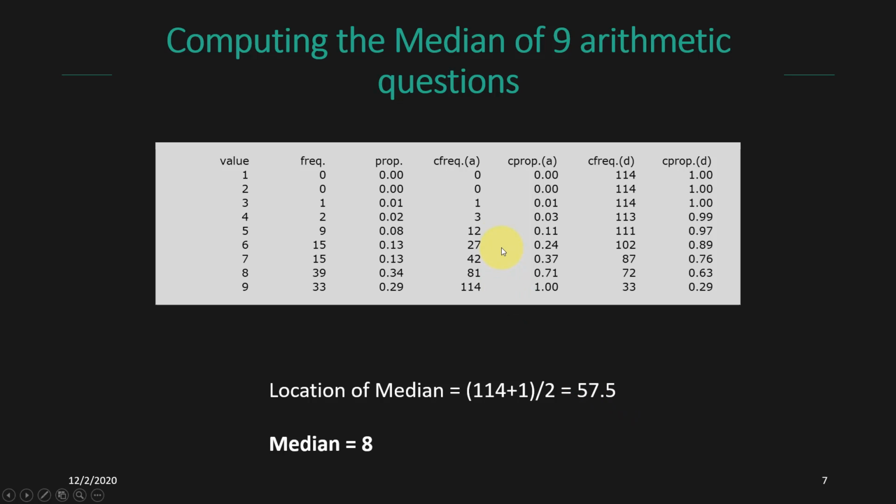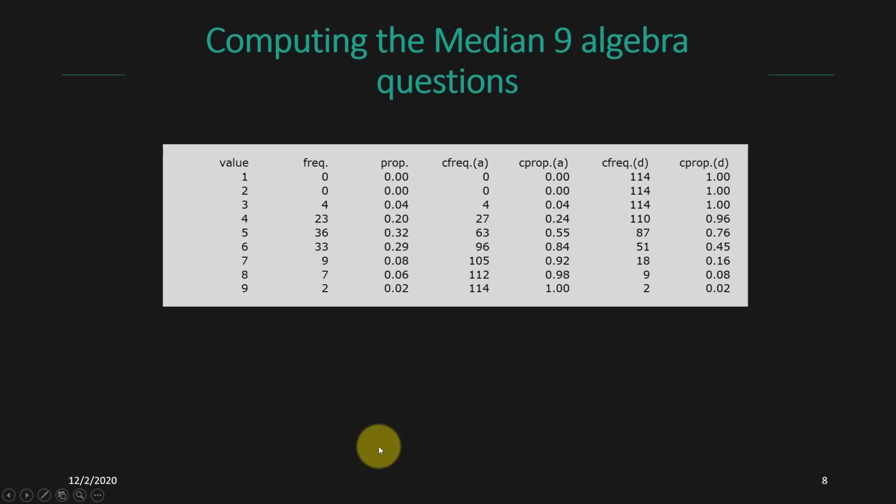So 57.5. So we could come over here to our ascending cumulative frequency, right? And we'd be looking for the 57.5th observation, which happens to be in the level of the value 8. So we had 42 observations at the end of all the 7s. Okay, so starting at 8, we have our 43rd observation, and at the end of 8, we have the 81st observation. So the 57th observation has to be in there, as does the 58th, right? So we know then that the median score for the arithmetic questions is an 8.